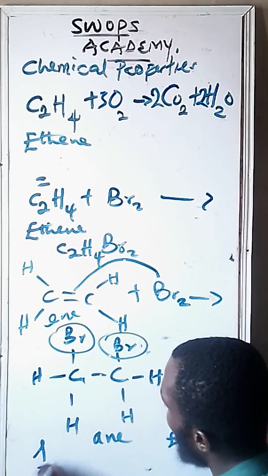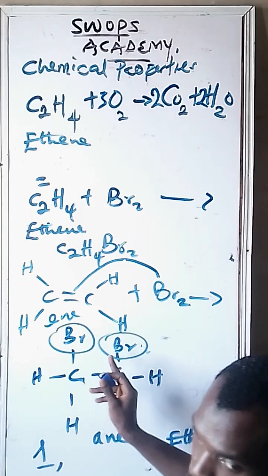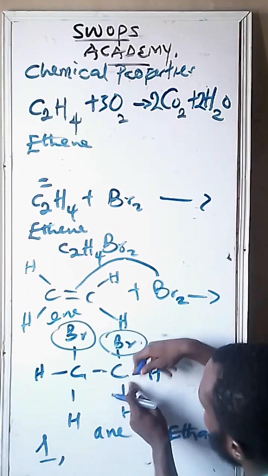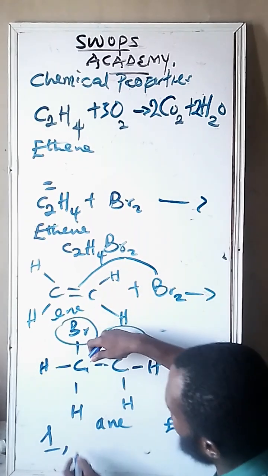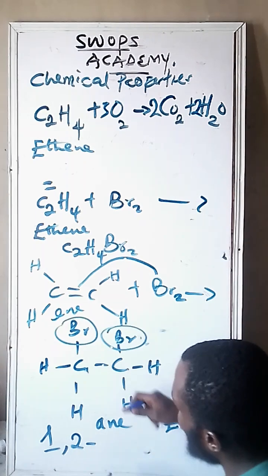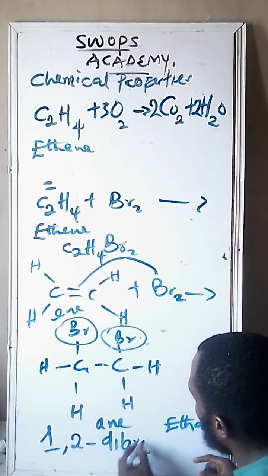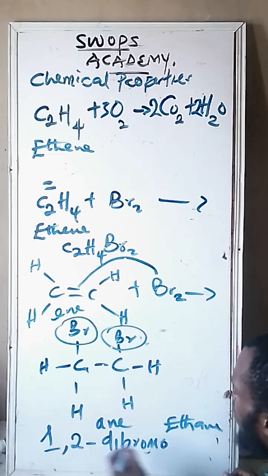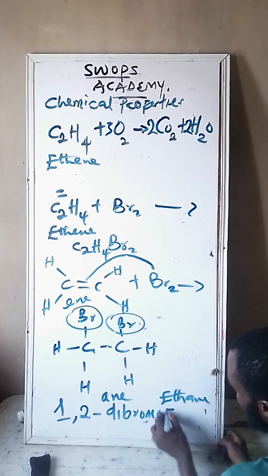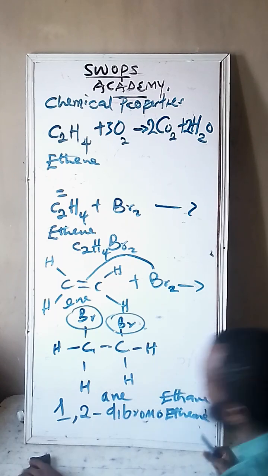It will now be 1, comma, because we are having 2 bromine. The first bromine is on carbon number 1, so let's say 1, 2. The second bromine is on carbon number 2. 1, 2. Are we together? What follows? Dibromo. Are we together? 1, 2 dibromo what? Ethane. 1, 2 dibromoethane.